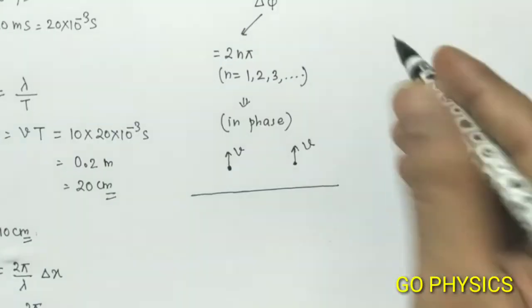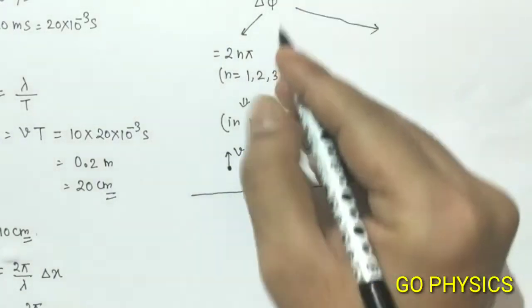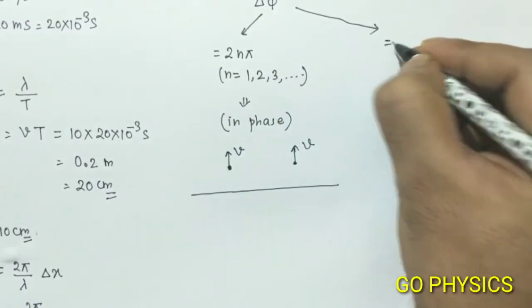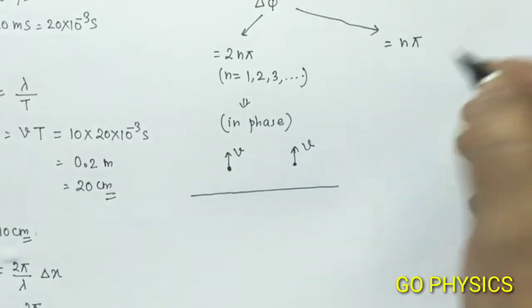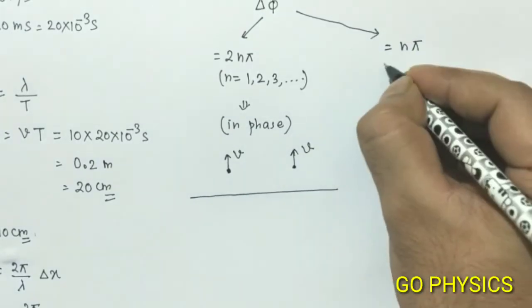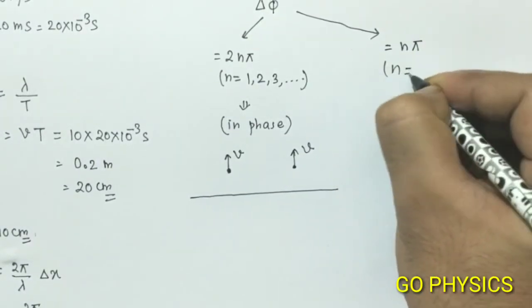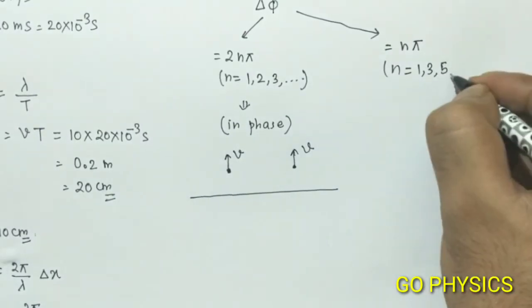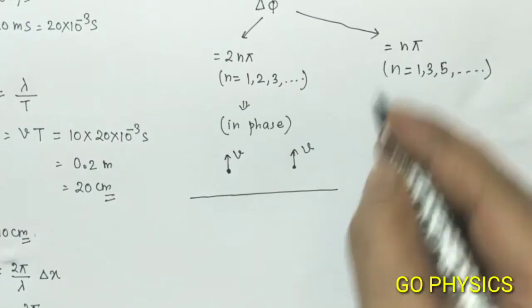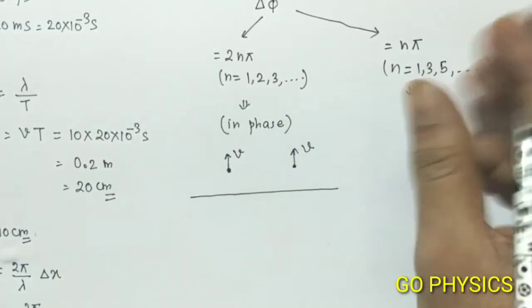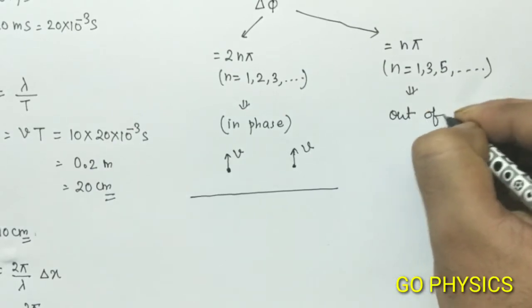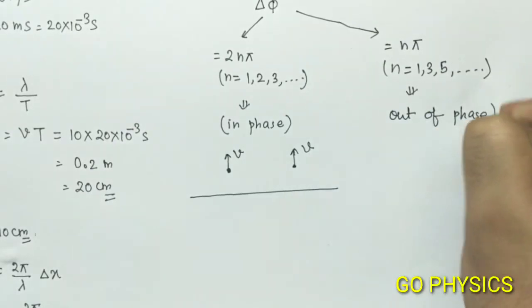Now let's see the other case. If phase difference is equal to n pi, and n takes odd positive integers 1, 3, 5, 7, in this case we say that the particles of the medium are out of phase. Now what is the meaning of out of phase?